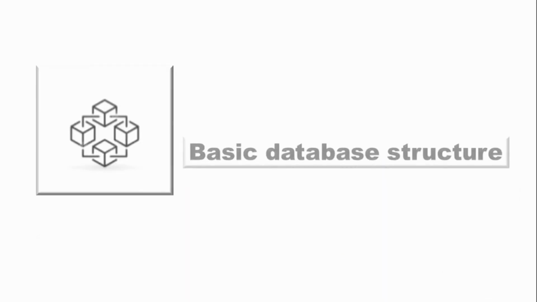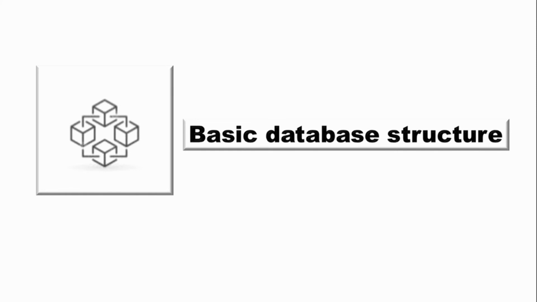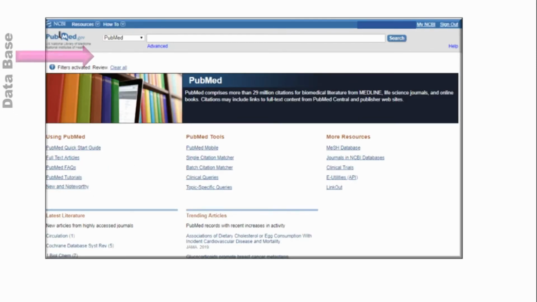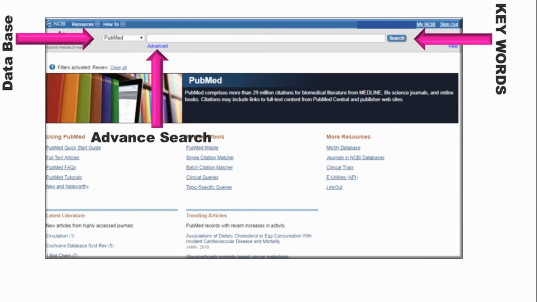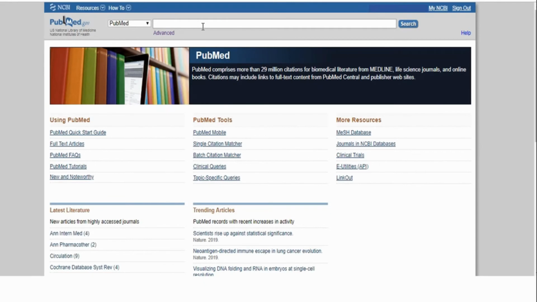Today we will talk about the PubMed structure. The first 3 things that you have to choose when you use PubMed are: 1. The type of database you want to search. 2. The keywords you want to use when you search PubMed. 3. And if you want to add a specific item to your search you can use advanced search. Let's see what will happen if I use vitamin D and cancer as my keyword in PubMed database.